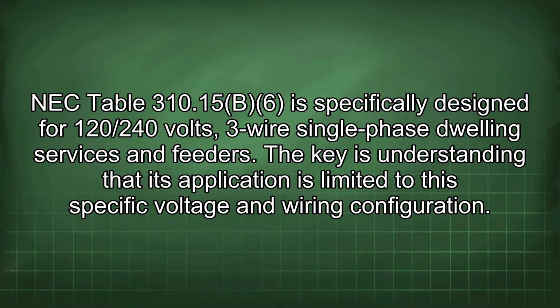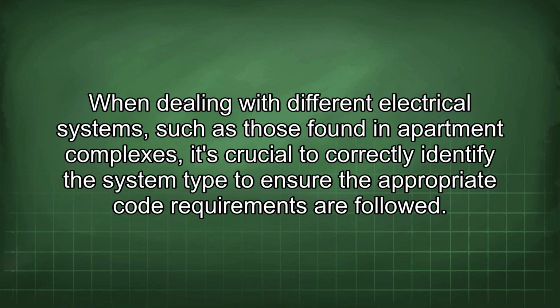NEC Table 310.15(B)(6) is specifically designed for 120/240 volt, 3-wire single-phase dwelling services and feeders. The key is understanding that its application is limited to this specific voltage and wiring configuration. When dealing with different electrical systems, such as those found in apartment complexes, it's crucial to correctly identify the system type to ensure the appropriate code requirements are followed.